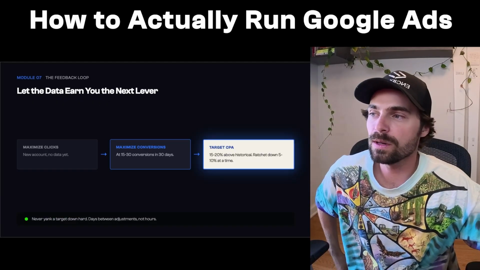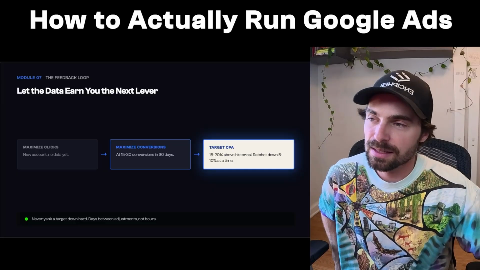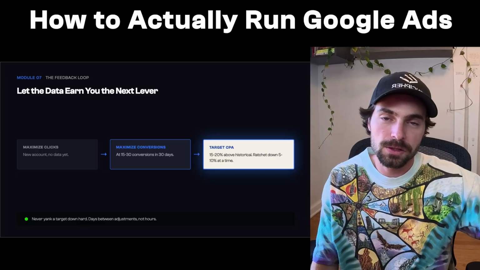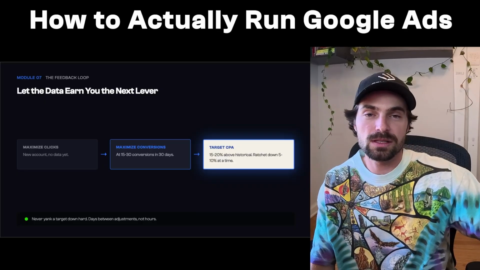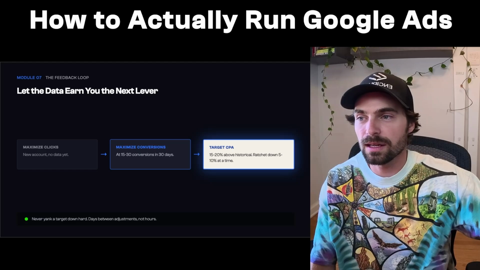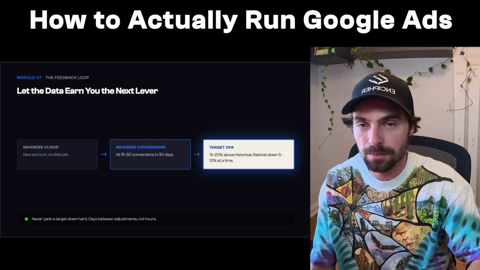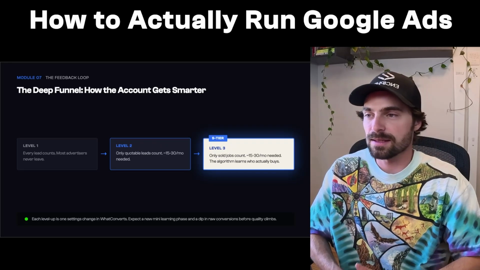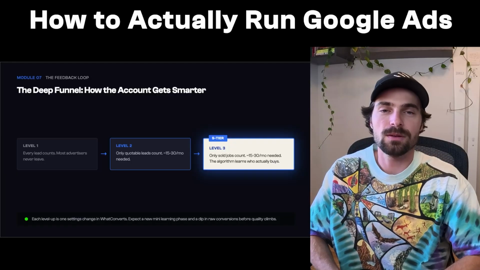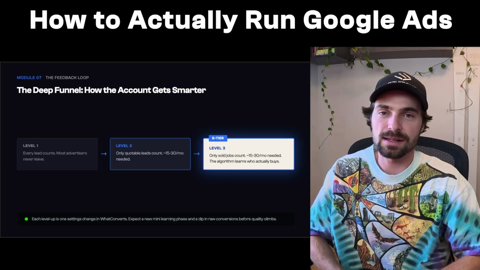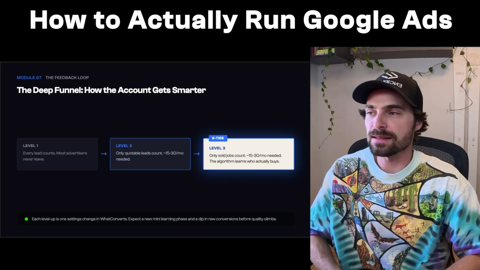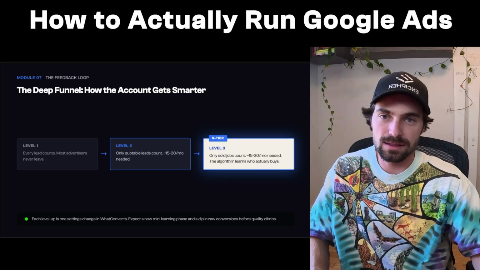And we typically always start a new account on Maximize Clicks, like I said. Then once you have 15 to 30 conversions within 30 days, you can switch to Maximize Conversions. And then after that is when you can start doing more advanced target CPA bidding. Deep funnel events. This is like the absolute holy grail of how to be a 1% advertiser on Google Ads. So level 1 is every lead just counts as a conversion, right?